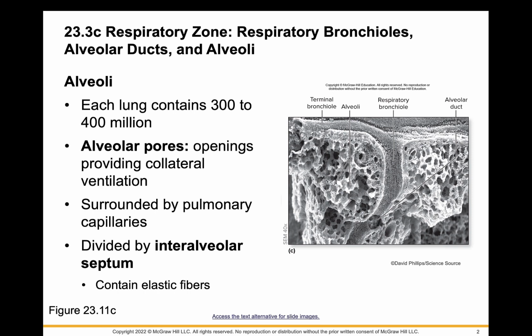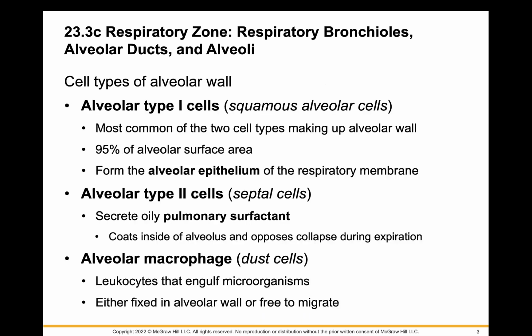The alveoli are also going to be very well vascularized and surrounded by pulmonary capillaries. There's going to be an intraalveolar septum, and this is where we find the elastic fibers that we have addressed previously. Now, there are two general types of alveolar cells that make up the alveolar wall.